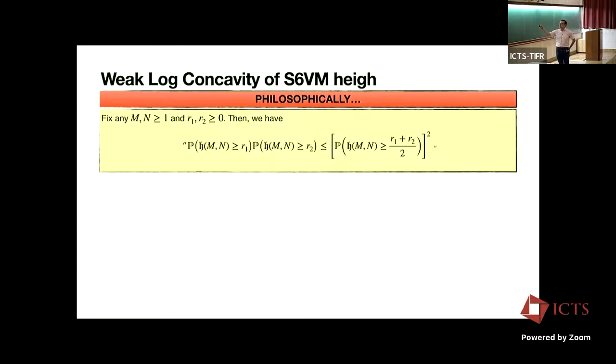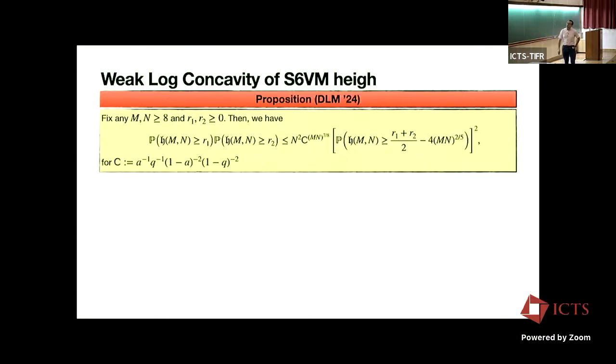I discuss this inequality. Compared to the logarithmic concavity that I stated in the previous philosophical slide, we have error terms. We have a diverging term here, with a certain constant times m times n to the power 7/8. This is a non-optimal estimate, and also inside this function here we have a correction term.